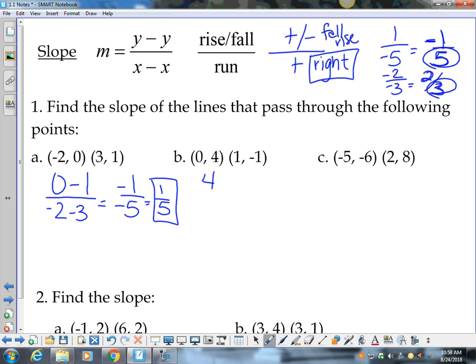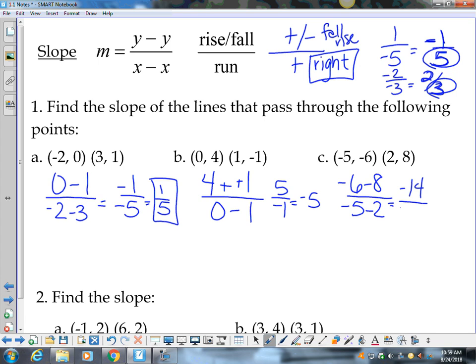Let's see, y minus y over x minus x: 5 over negative 1, which would be negative 5, which means you would go down 5 and then right 1. So all whole numbers for slope are always over 1. Y minus y over x minus x. So his slope is a 2.